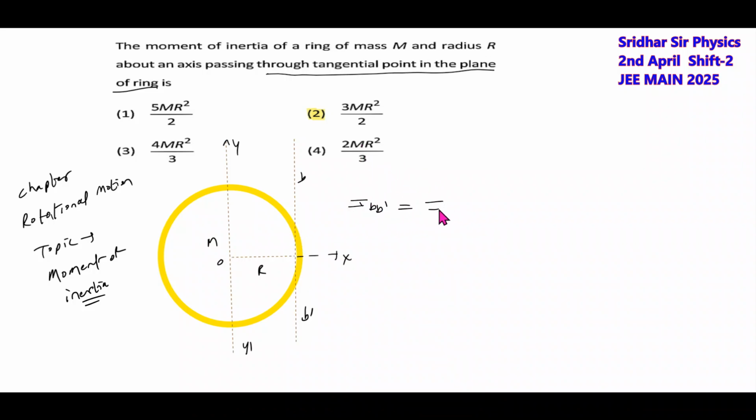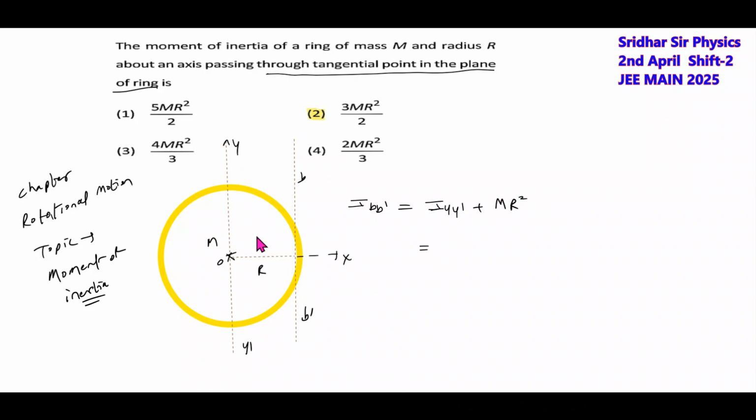Applying the parallel axis theorem, I_YY' plus M R square. This will be the moment of inertia. Because what is YY'? It is an axis passing through the center of mass. So the moment of inertia about axis BB' should be equal to I_YY' plus M into the square of the perpendicular distance between those two parallel axes.